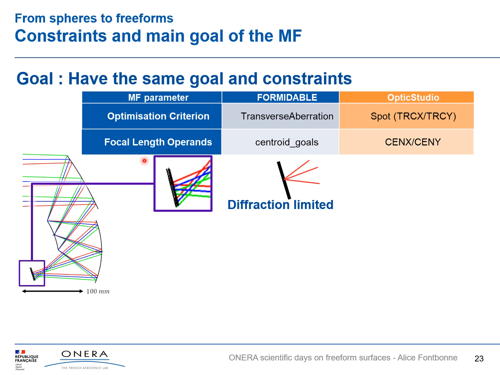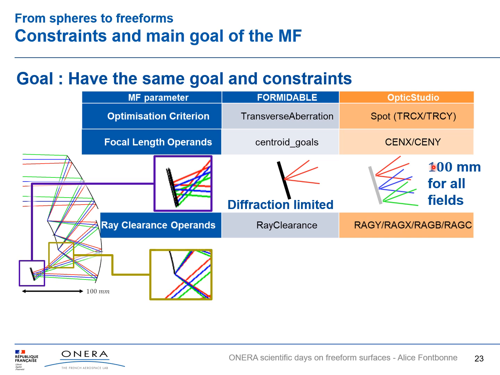We have to constrain the focal length using the central goal operands in Formidable and the sen X and sen Y in Optic Studio. And using this partial definition of the focal length with a shift ray, we can aim the rays for the 3 fields of view.